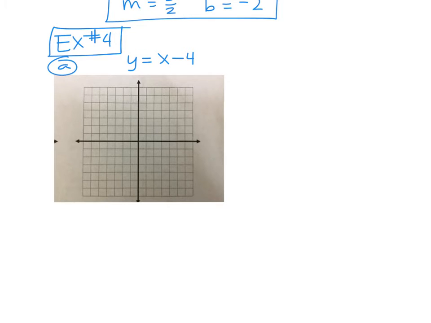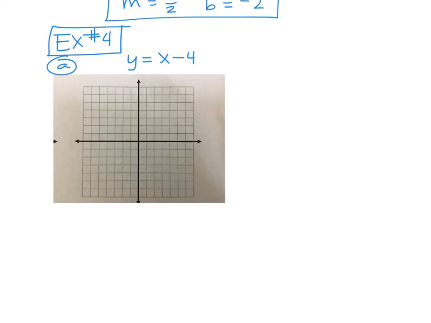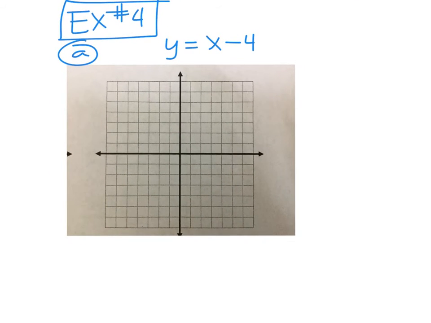Okay, so y equals x minus 4. If I'm going to graph that, what do I plot first? The negative 4, right? That's your y-intercept. You always plot your y-intercept first, okay? So negative 4, check in. You with me? Yeah? You're going down 4, okay? So negative 4, 1, 2, 3, 4. So that's going to be your point there.